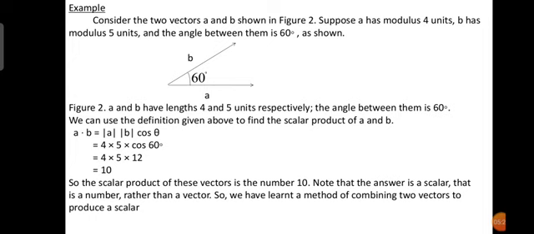So we get a scalar answer. It has only magnitude, it does not have any direction. So it is a scalar product. That is the answer, and that is the example for you.